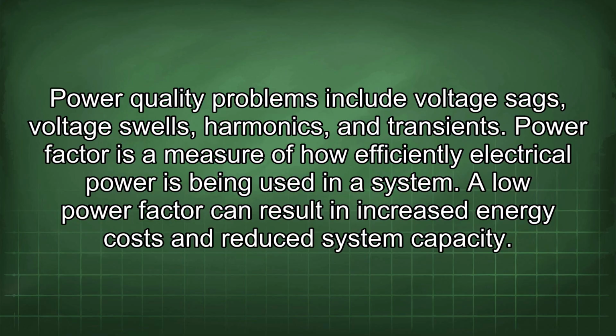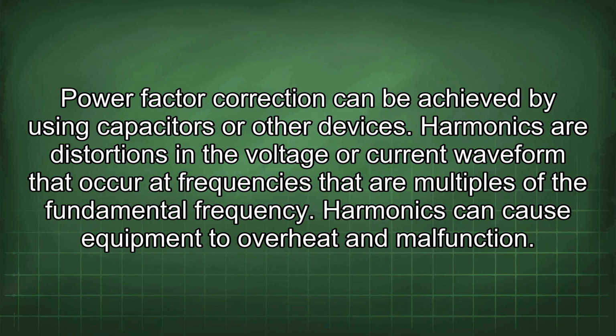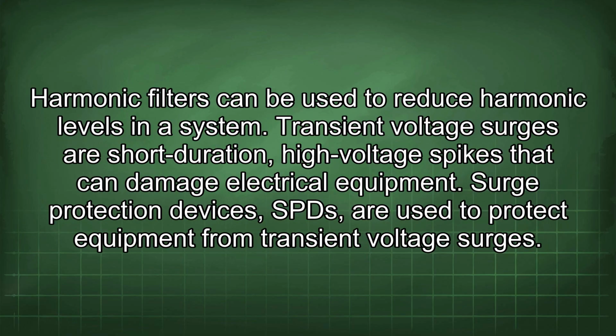Power factor is a measure of how efficiently electrical power is being used in a system. A low power factor can result in increased energy costs and reduced system capacity. Power factor correction can be achieved by using capacitors or other devices. Harmonics are distortions in the voltage or current waveform that occur at frequencies that are multiples of the fundamental frequency. Harmonics can cause equipment to overheat and malfunction. Harmonic filters can be used to reduce harmonic levels in a system.